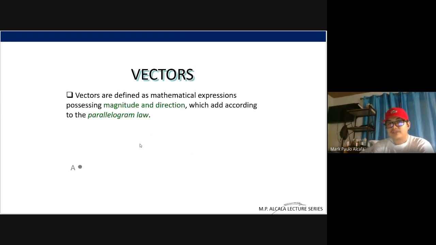So vectors are defined as mathematical expressions possessing magnitude and direction. Unlike your scalar quantities, which have only magnitude, vectors add according to the parallelogram law. So we are only following the rule for addition of vectors. Okay.